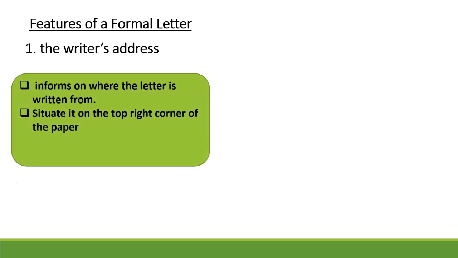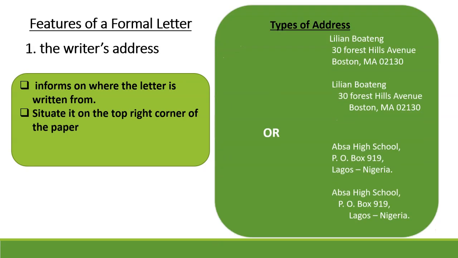Let's go on and look at the features of a formal letter. We begin with the writer's address. The writer's address informs on where the letter is written from, and you have to situate it on the top right corner of the paper. And this is an example of the types of addresses we have.